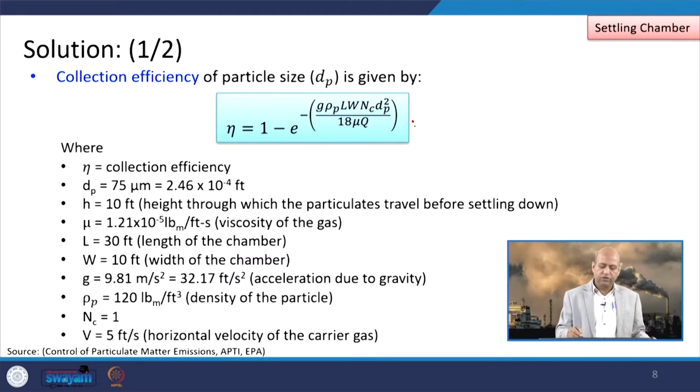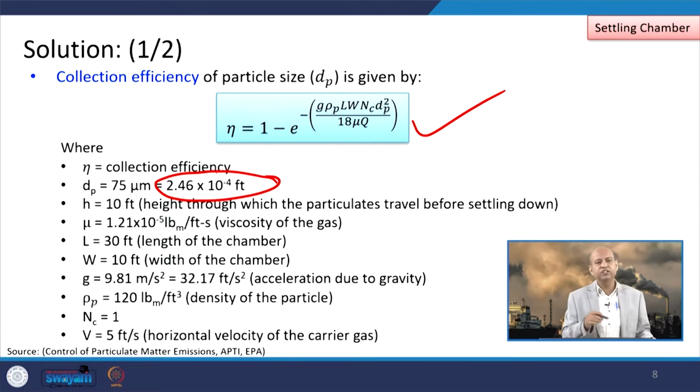So, we use this particular relationship which we have seen, that this efficiency eta is 1 minus e to the power of these parameters, and these parameters are already given. Like, diameter of the particle is 75 micrometer, and we convert it into feet because all other dimensions are in feet. So, that particular unit you have to use: either you convert all those units into meter etcetera, or you can calculate only this diameter of the particle, which is in micrometer. So, it is easy to calculate it in feet, and then other dimensions are given in feet, right.